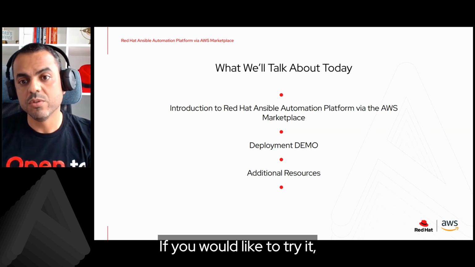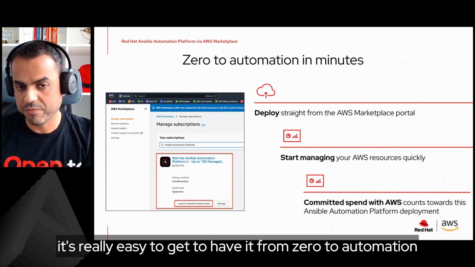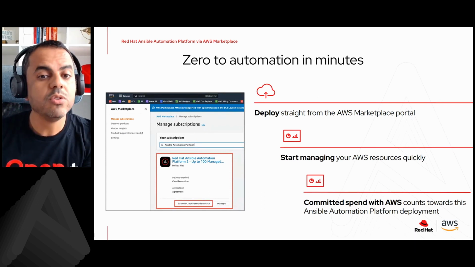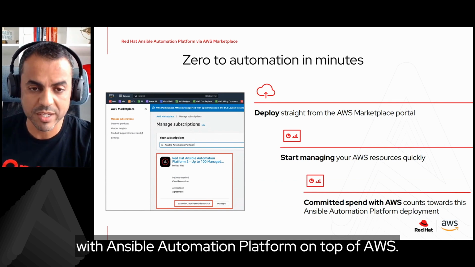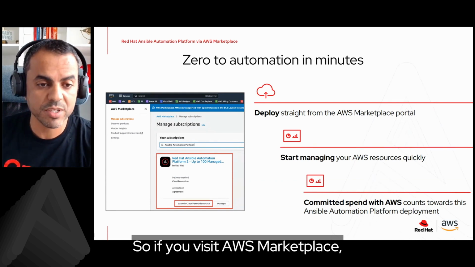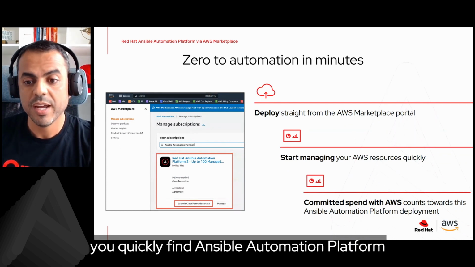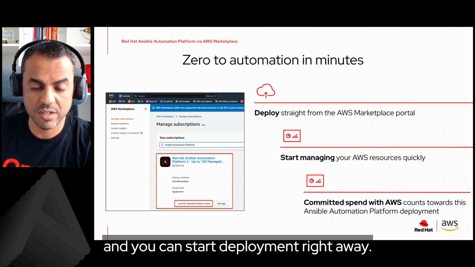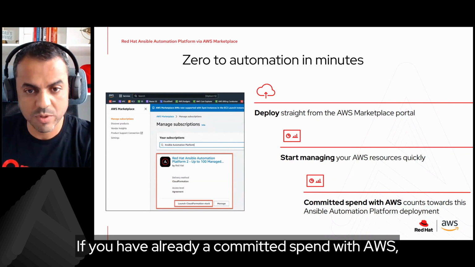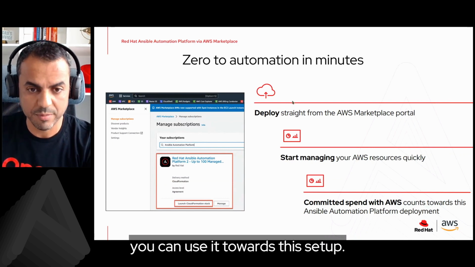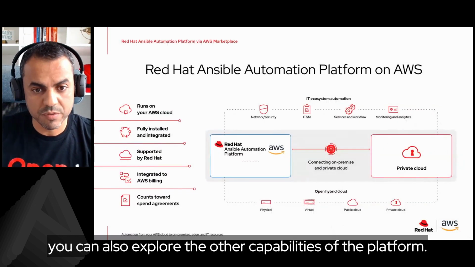If you would like to try it, it's really easy to go from zero to automation with Ansible Automation Platform on top of AWS. If you visit AWS Marketplace, you quickly find Ansible Automation Platform, and you can start deployment right away. If you already have a committed spend with AWS, you can use it towards this setup.